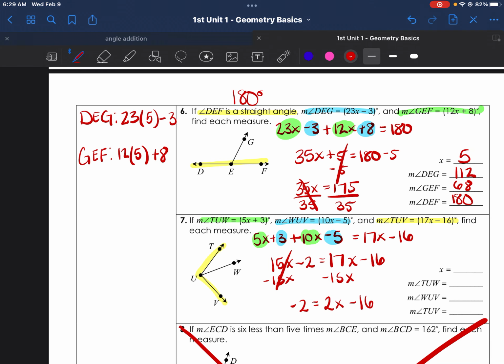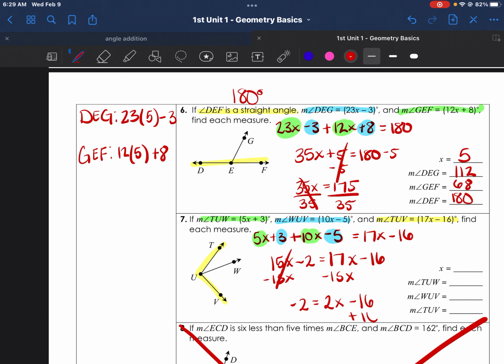Now I have my x's to the right. That means my numbers got to go to the left. So I'm going to add 16 to both sides. I have $16. I spend 2. That means I have $14. So 14 is equal to 2x, which we already know that's 7.